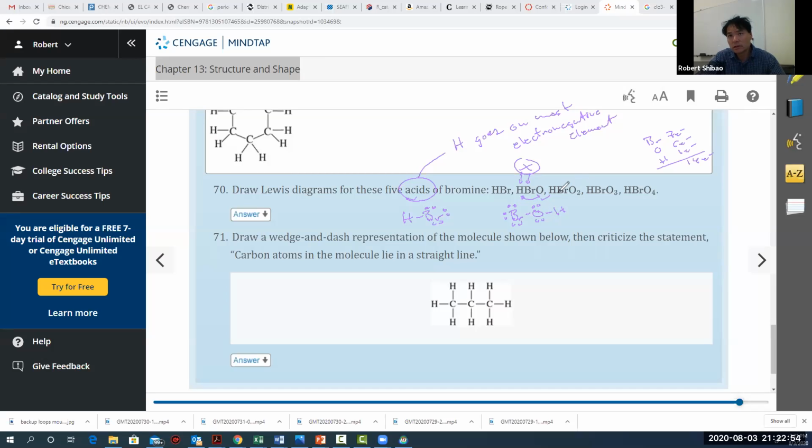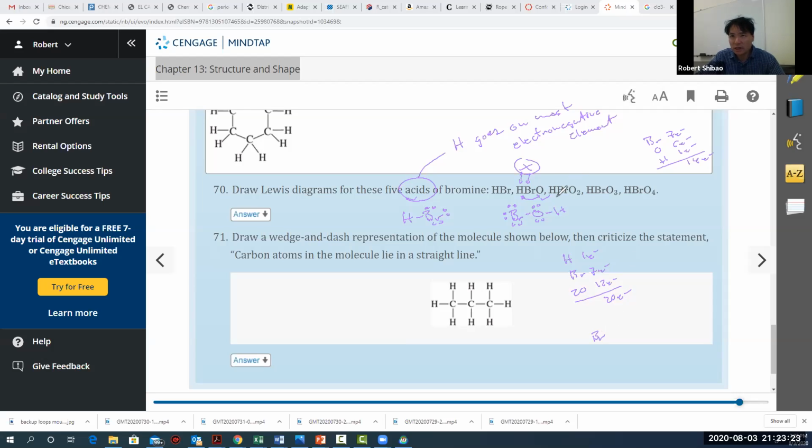Now let's look at bromous acid here. When we look at bromous acid, H has 1 electron. Bromine has 7 electrons. And now we have 2 oxygens. That's 6 each, so that's 12 electrons, giving 20 electrons for this. Okay, now we have a choice here. Here we had to put the oxygen in the center, but here we're going to try to put the bromine in the center.